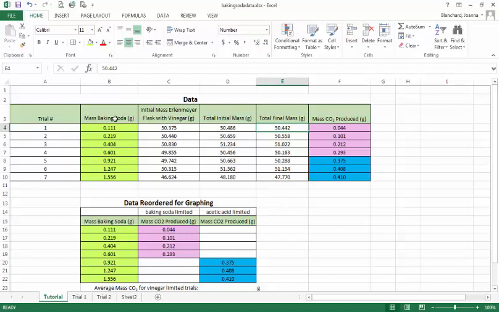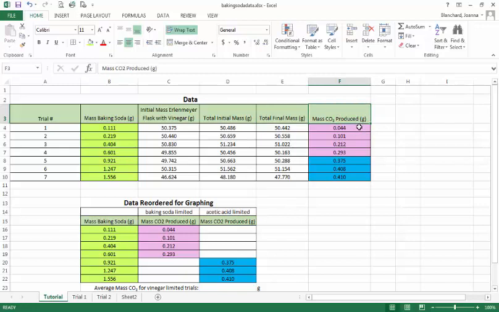What you'll see is the first column is the mass of baking soda, and I've highlighted that in yellow because it's one of the things that we're going to be graphing. It's going to be your X variable. Columns 2, 3, and 4 are data that you gathered, but you're not going to have to graph that data. And the last column, the mass of carbon dioxide produced, is the data that is ultimately going to become your Y data set.